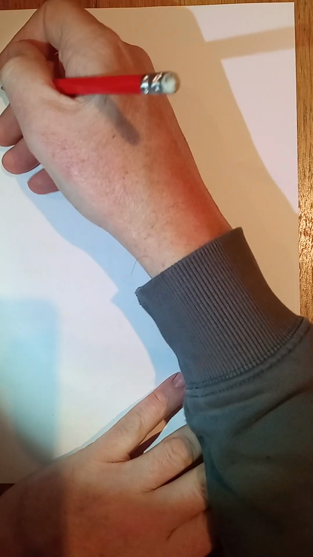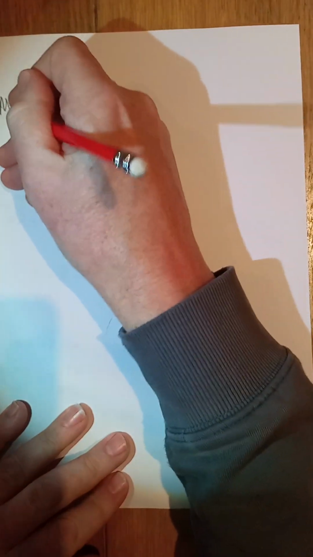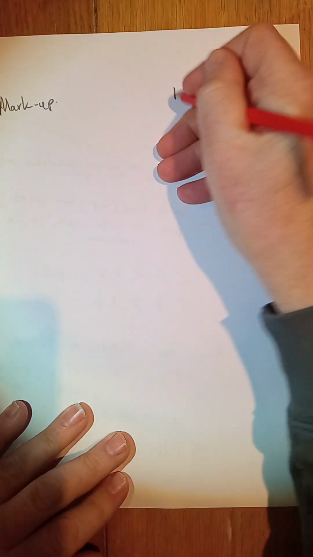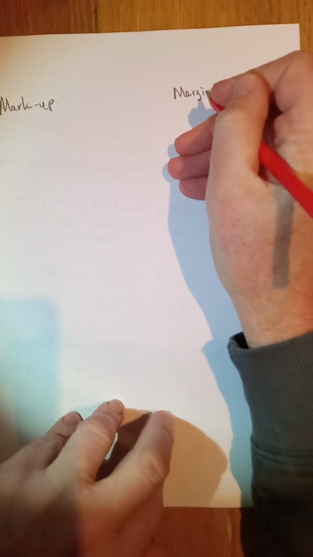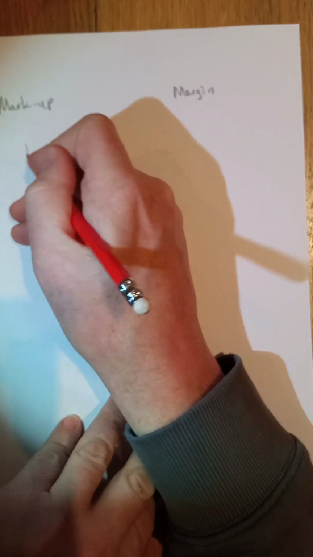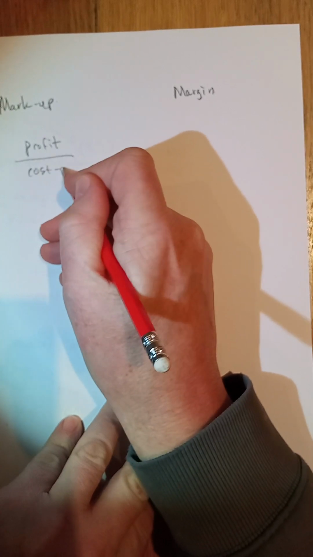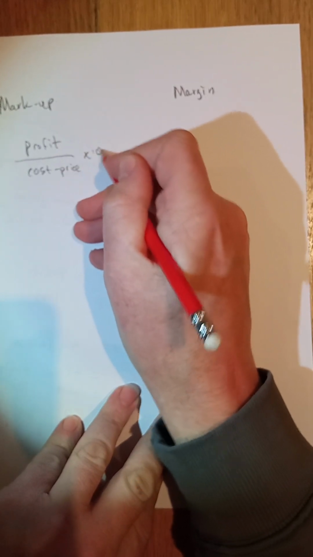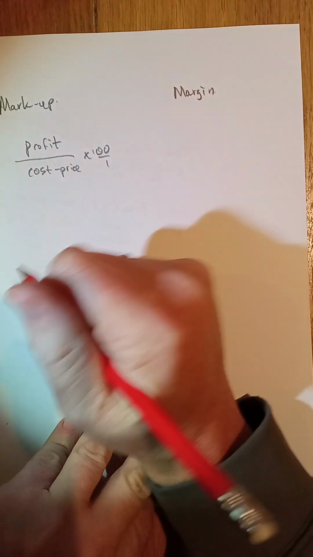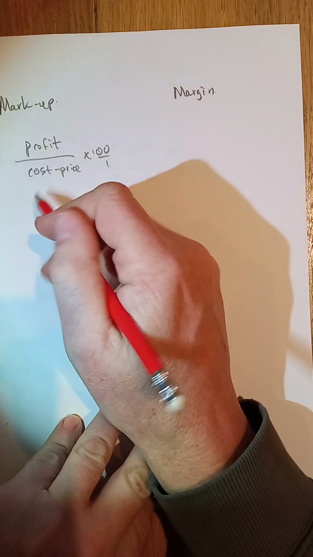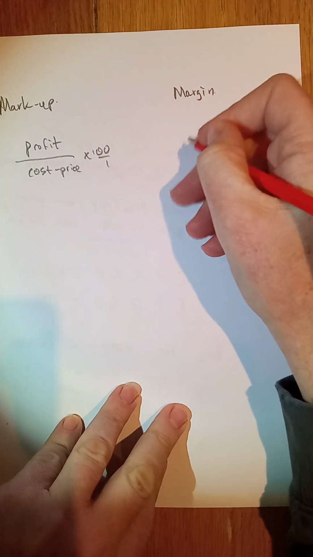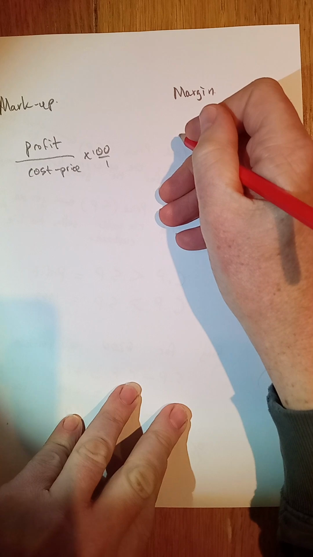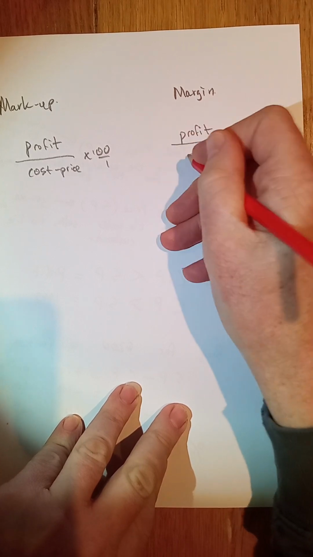Okay, now you can get a bit more finesse on that. There's two other numbers you can determine. You can determine what's called the markup and the margin. Okay, so the markup is very simple. It's just your profit divided by your cost price multiplied by 100 over 1. So it's basically the same as your percentage profit. However, your margin is the more important one. It's your profit over your selling price.